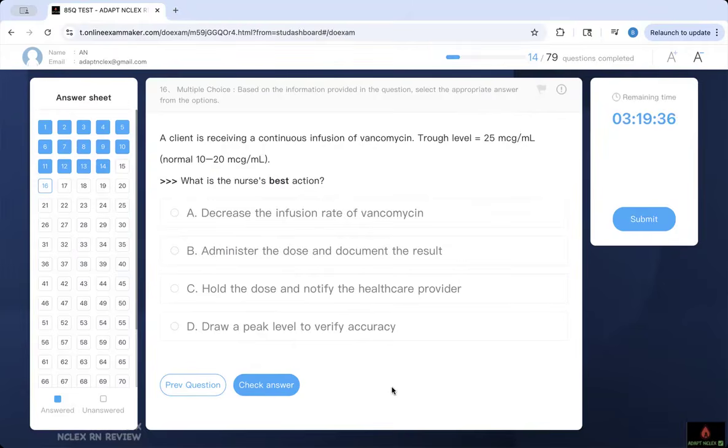So will you decrease the infusion rate? Will you administer the dose? Will you hold the next dose or draw a peak level to verify accuracy? You have something 25. Why do you want to draw again? We need to hold and let the doctor know that our level is too high. Don't decrease it, don't administer the dose.